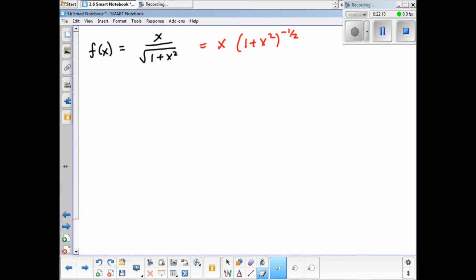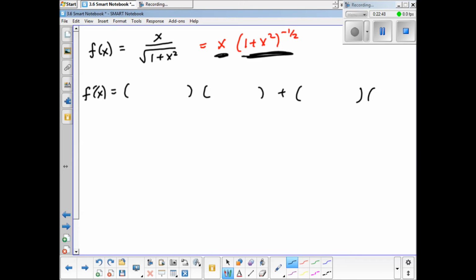Okay, so we need the times to imply. Alright, so what we have here is two functions now. We have x, and we have this one. So we first recognize, hey, this is a product, okay? Not a chain rule problem, not right off the bat. It's a product.